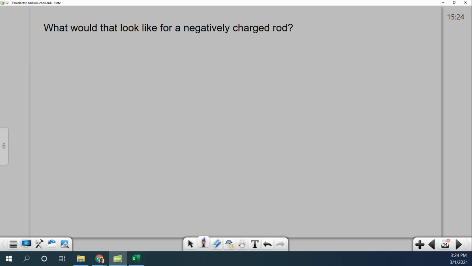So what would that look like for a negatively charged rod? You know what? You guess. I'll draw it out in a minute, but I want you guys to pause here and actually give this a shot. Try and sketch out what would happen with a negatively charged rod.